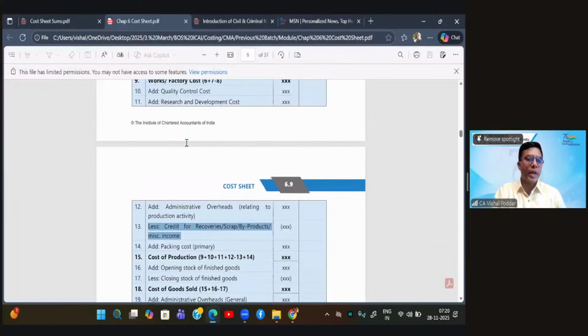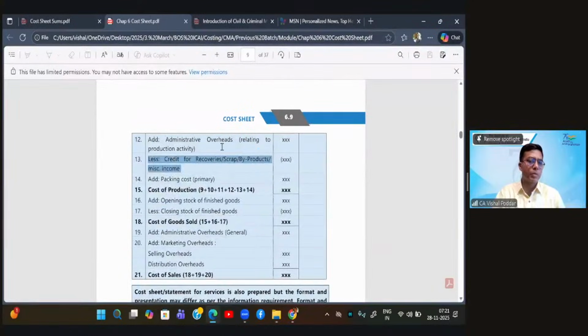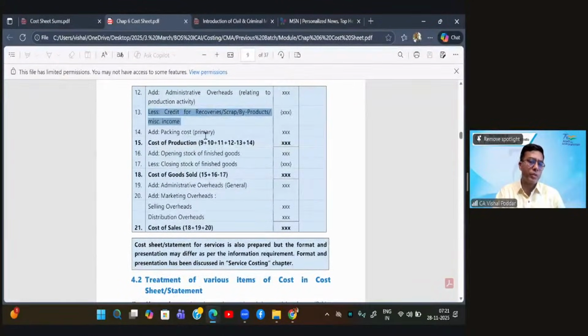To that, we have added all the costs related to producing the final product and incurred before the final product comes into existence. That is quality control, R&D, administration cost of production, and primary packing. And if there are any recoveries or realization, that is subtracted. So you get your final cost of production, which is the cost of your finished goods, the finished product.